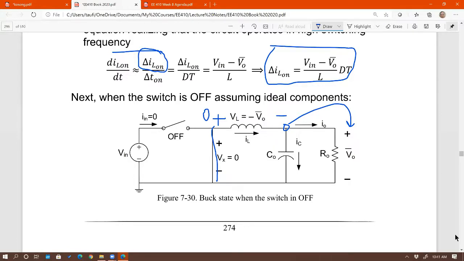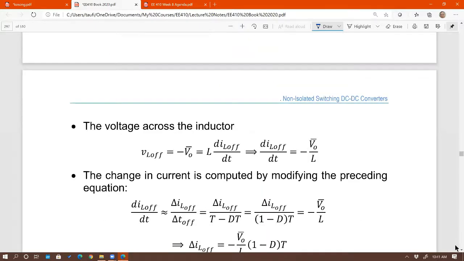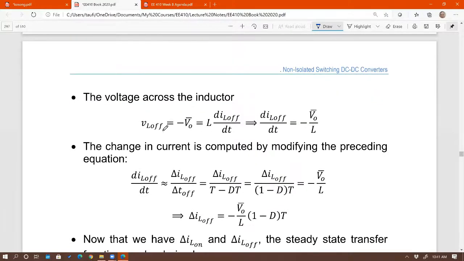No? Okay. Which is consistent with what we observed earlier, that at this point, the voltage across the inductor is actually the opposite of the reference. So that's why you have a negative sign in front of V out. Okay, so now I'm going to do the same thing. VL off, voltage across the inductor when it's off, is equal to minus V out. That's equal to L dIL off over dt.